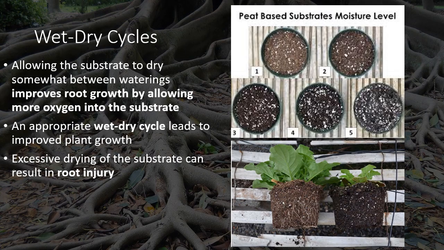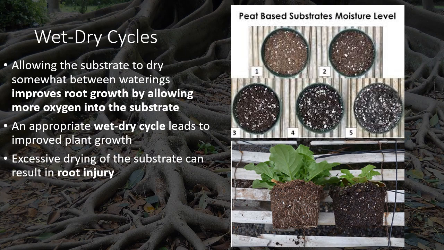When we look at this top image, this is a peat substrate moisture level scale. So there's level 1 to 5. I don't want to go too deep into what these mean.